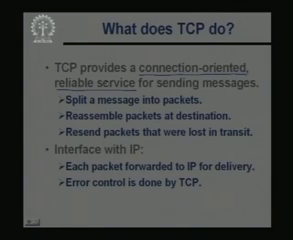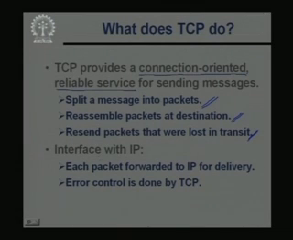So, essentially the tasks which are performed by TCP are splitting a message into packets, reassembling the packets at the destination again, and checking if some of the packets are missing. If they are missing, an explicit request is sent back to resend the packets, and in this way reliability is ensured. And TCP sits on top of IP.